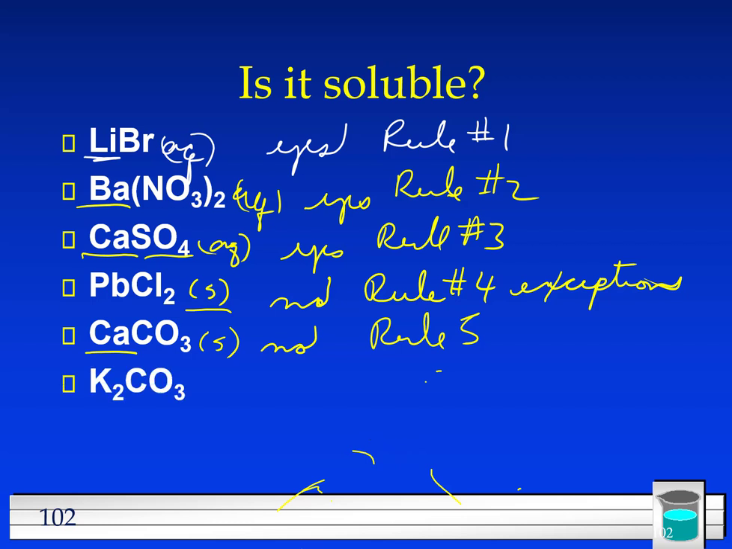What about K2CO3? Is K an alkali metal? Yes. I know K is an alkali metal, but we just said carbonate was the solid. But it doesn't matter. Rule number 1 wins. Rule number 1 always wins.